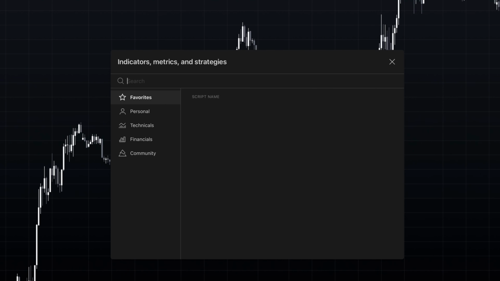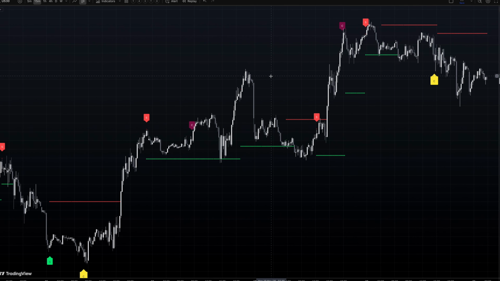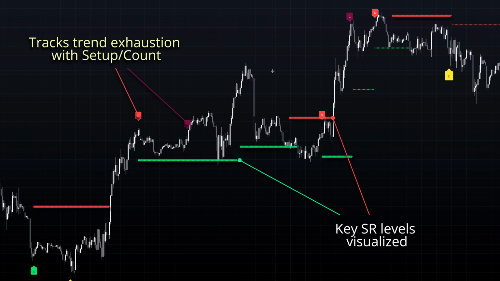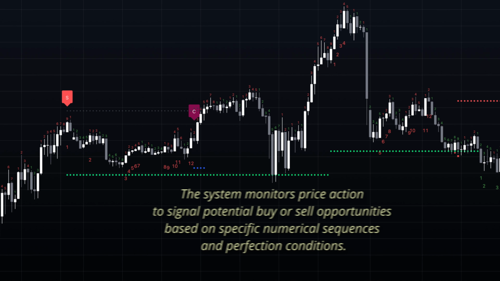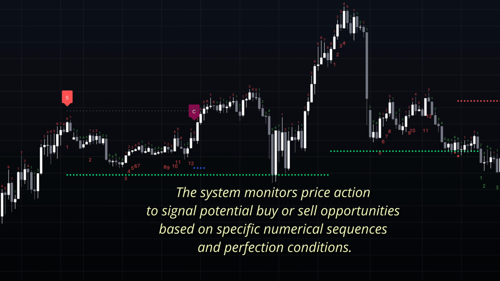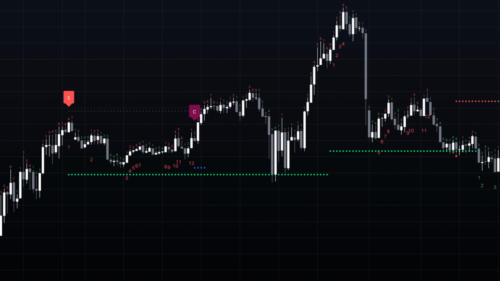Created by Lonesome the Blue, this Pine script indicator identifies potential trend reversal points through a dual system of setup and count methodologies, while providing support and resistance level visualization. The system monitors price action to signal potential buy or sell opportunities based on specific numerical sequences and perfection conditions.